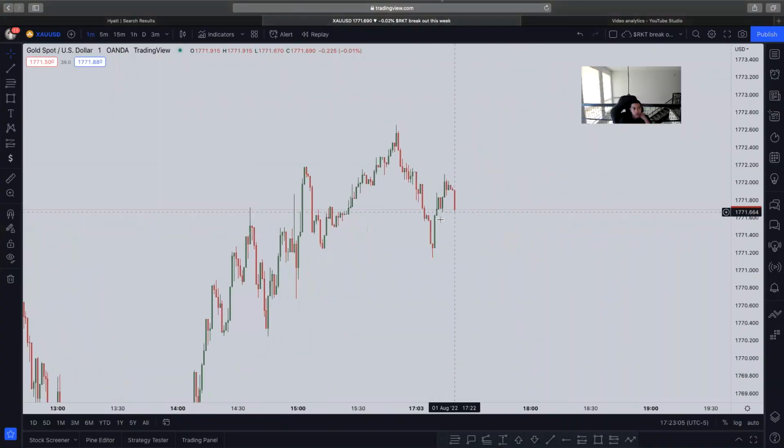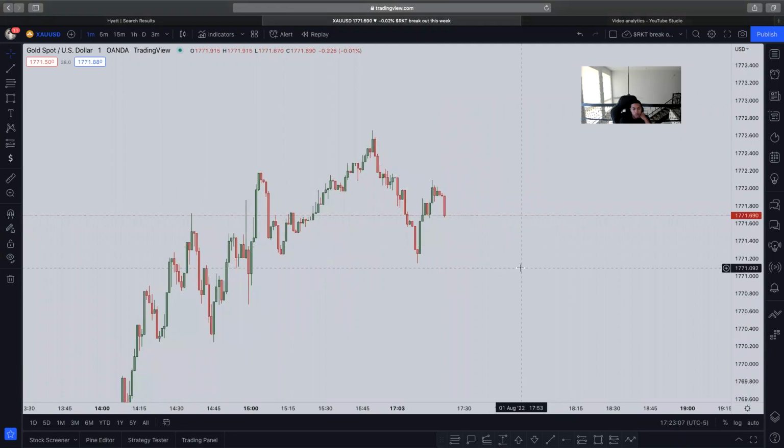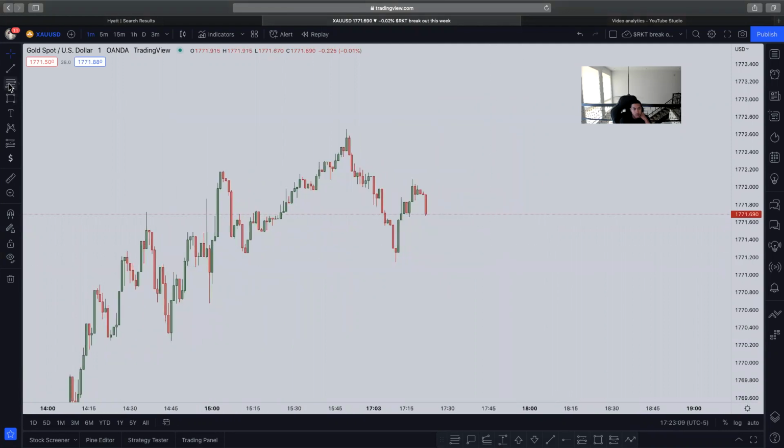Okay, right now I'm looking at XAUUSD, looking at gold. Take this swing low to that swing high. All right, let's go on this. This is just demo trades. It's not live.